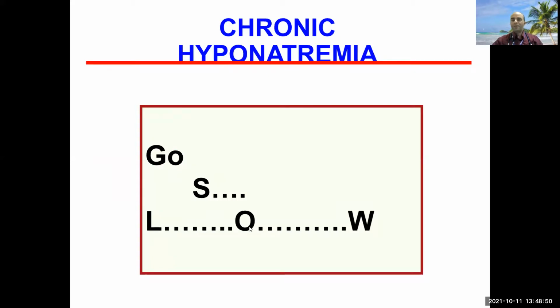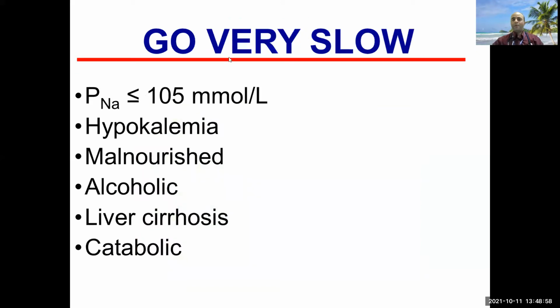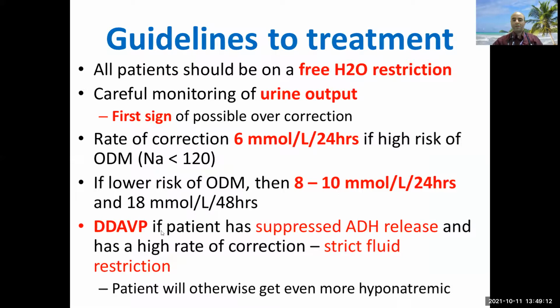If your patient is stable, no emergency, no seizure, no confusion, nothing, why are you in a hurry to correct hyponatremia? Please go slow. Don't be in a hurry. Go very slow, especially when plasma sodium is less than 105, or the patient has hypokalemia, malnourishment, alcoholism, liver cirrhosis, or high catabolic cachexia.